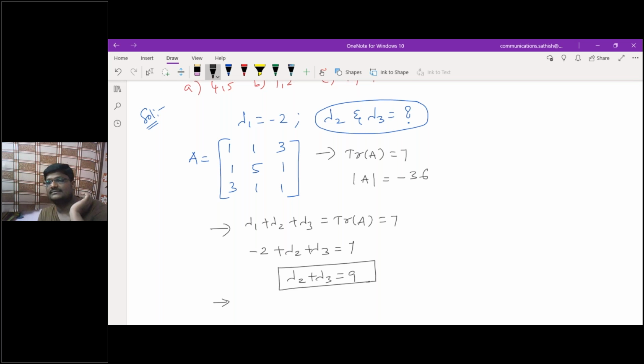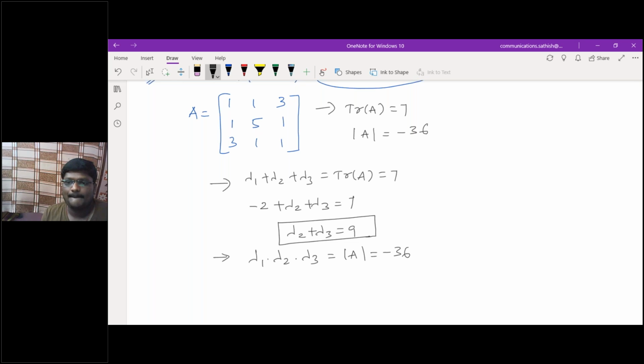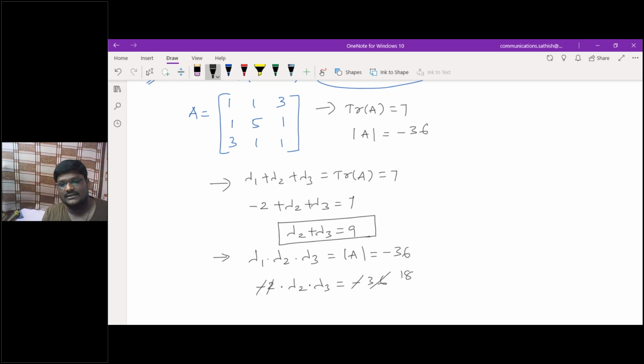Sum of the eigenvalues is equal to the trace of the matrix, and the product of the eigenvalues is equal to the determinant. Lambda 1 into lambda 2 into lambda 3 is equal to determinant of A, which is -36. So -2 into lambda 2 into lambda 3 is equal to -36. The minus will get cancelled, 2 18s are 36. So lambda 2 into lambda 3 is 18.